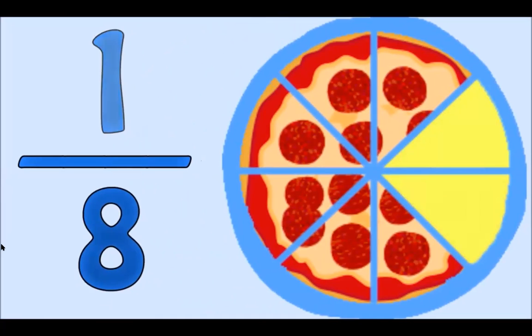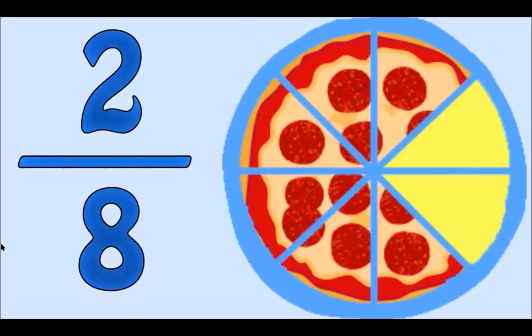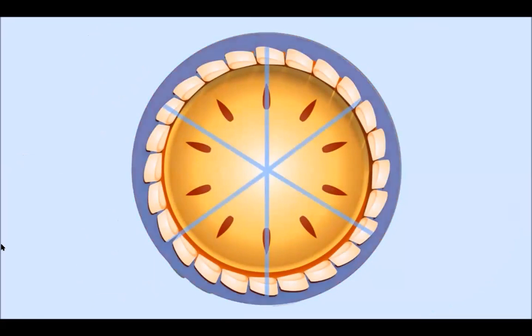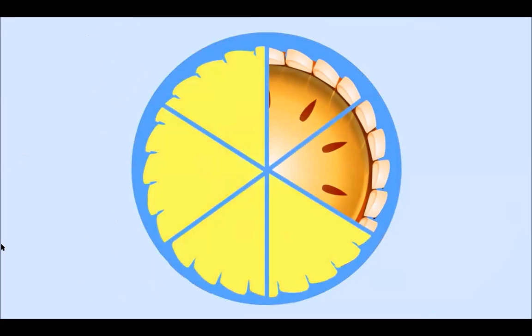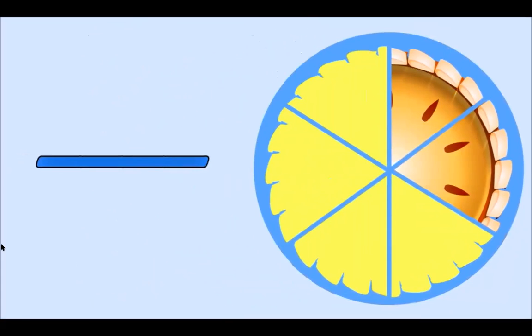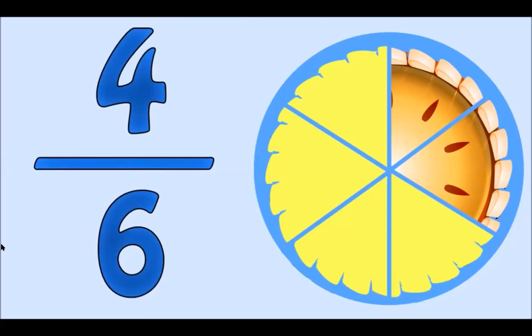If you normally eat 2 slices of pizza, then 2 would be the numerator. The denominator would still be 8 since there are always 8 slices of pizza. That would mean that you eat 2/8 of a pizza. Let's try another example. This pie is divided into 6 pieces, and you eat 4 pieces of it. What is the denominator of your fraction? That's right, 6. What is the numerator? Yep, it's 4. That means that you ate 4/6 of the pie.